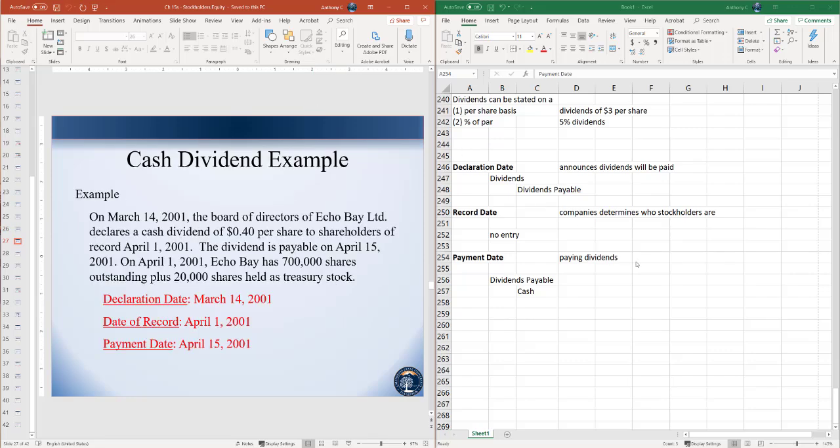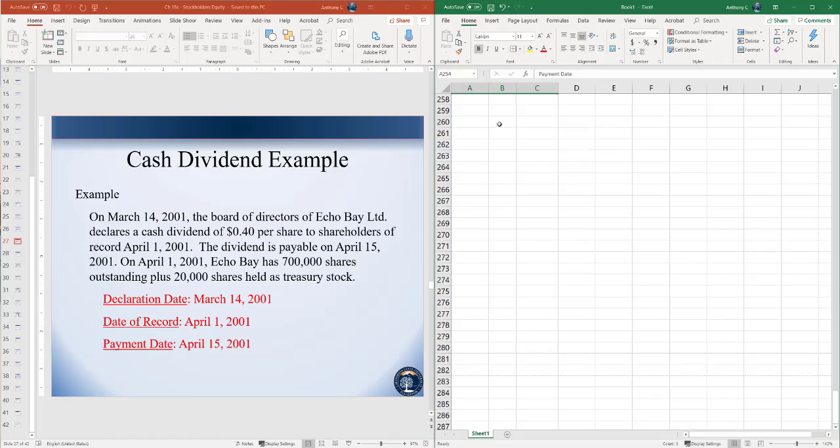So just as an example, on March 14th, the Board of Directors of Echo Bay Limited declares a cash dividend of 40 cents per share to shareholders of record April 1st, 2001. Dividend is payable on April 15th, 2001. On April 1st, Echo Bay has 700,000 shares outstanding plus 20,000 shares held as treasury stock. So the first date is the declaration date, as we mentioned, of March 14th.